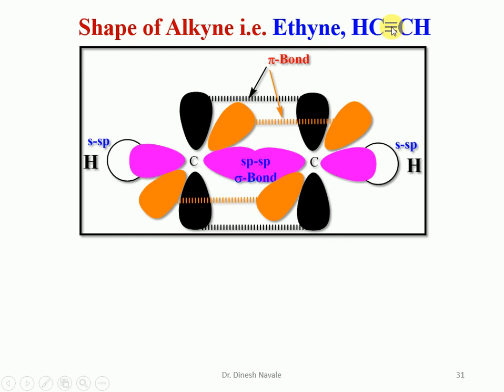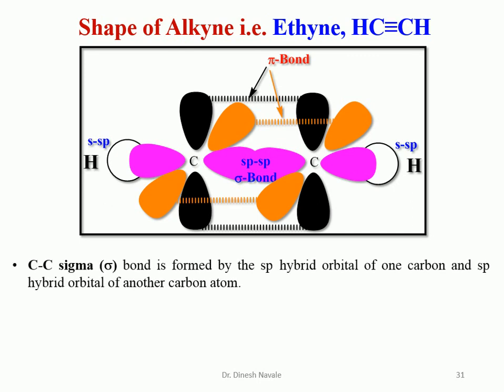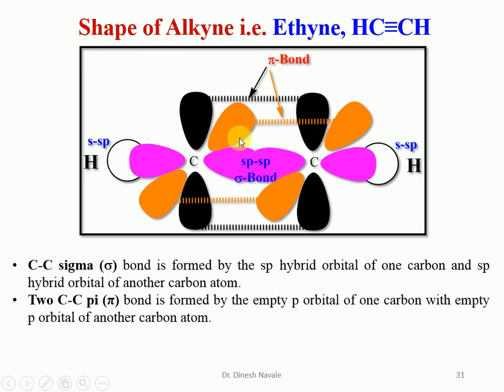Out of the triple bond, one is a sigma bond and two are pi bonds, and there are 2 CH bonds. The carbon-carbon sigma bond is formed by the sp hybridized orbital of one carbon atom and the sp hybridized orbital of the other carbon atom. So this is how the sigma bond is formed. Whereas 2 pi bonds are there. One pi bond is formed by the unhybridized 2pz orbital of one carbon atom and the unhybridized 2pz orbital of the other carbon, shown by the yellow lobes.